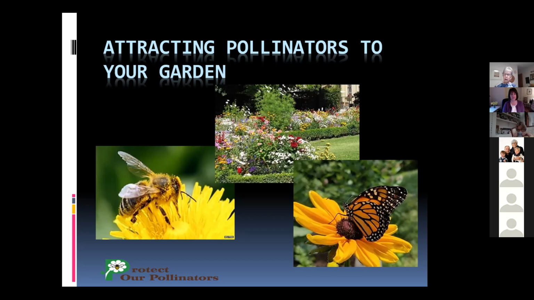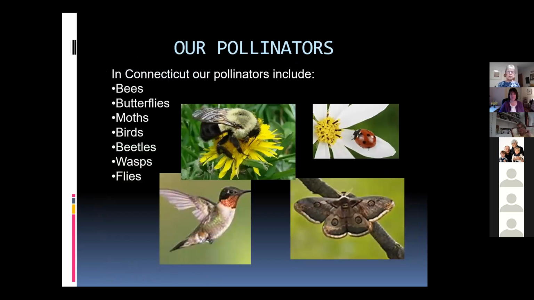Or talk about lawns, which are large tracts where there have to be many pesticides and few floral resources for the pollinators. And of course, talking about native plants, because that's basically what you're going to use to attract those pollinators. And we'll talk a little bit about the pollinator pathway. So here are our pollinators in Connecticut.